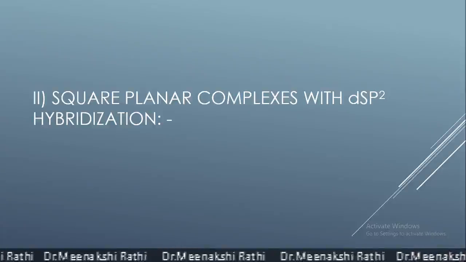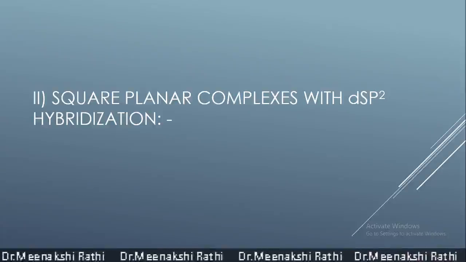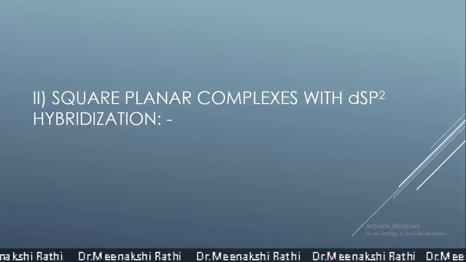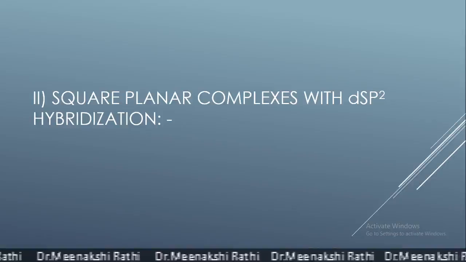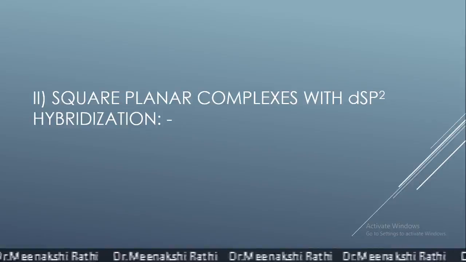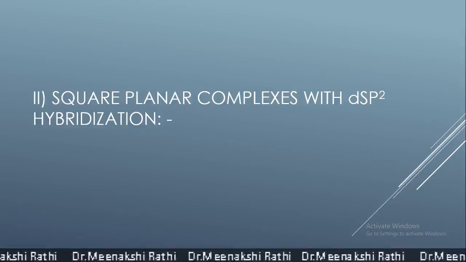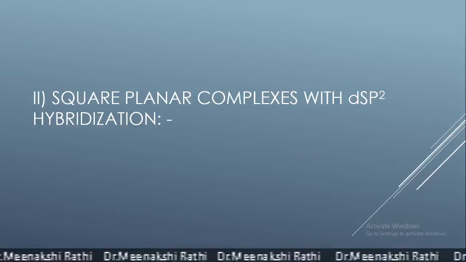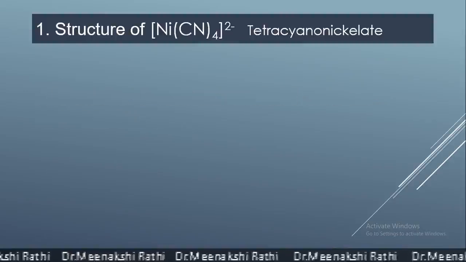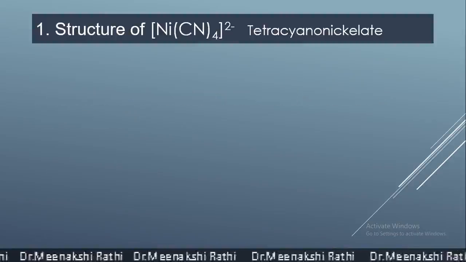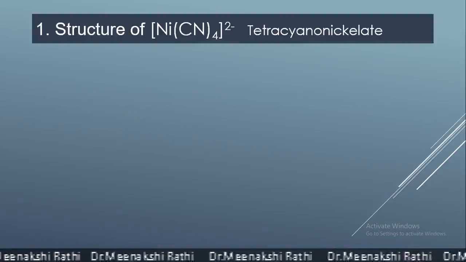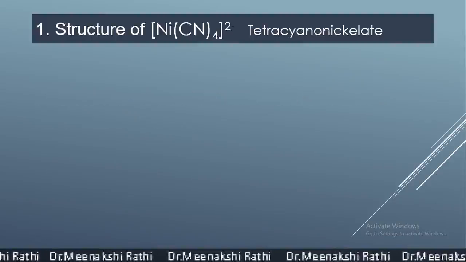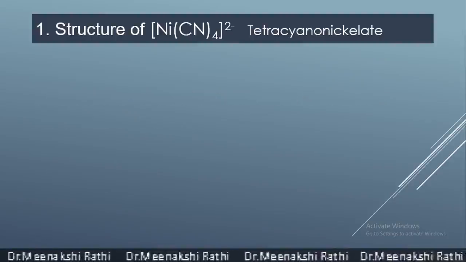Now let's begin with square planar complexes with dsp2 hybridization. These square planar complexes are formed by dsp2 hybridization of the metal atom or ion. The first example is the structure of the tetracyanonickelate ion. So let's begin with this.